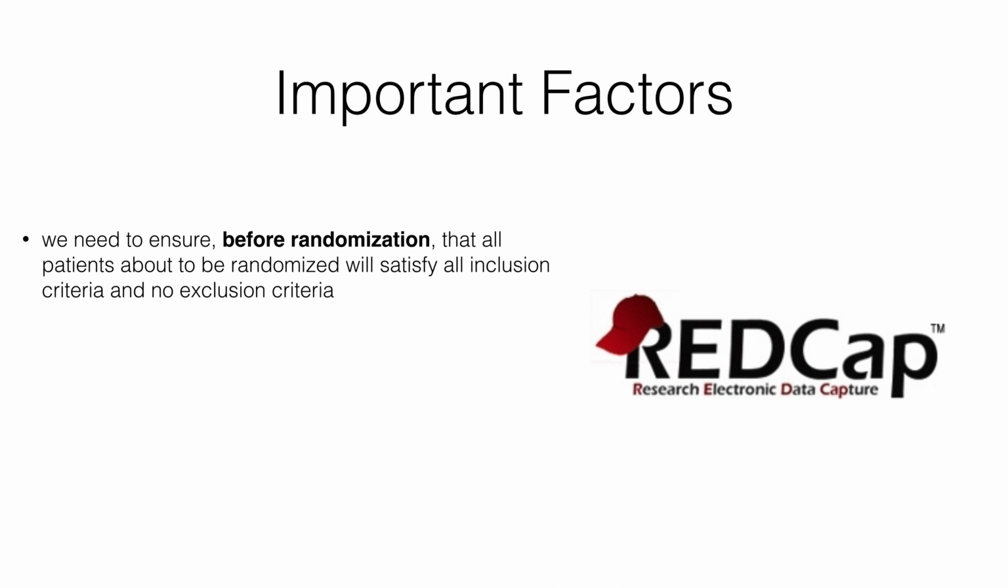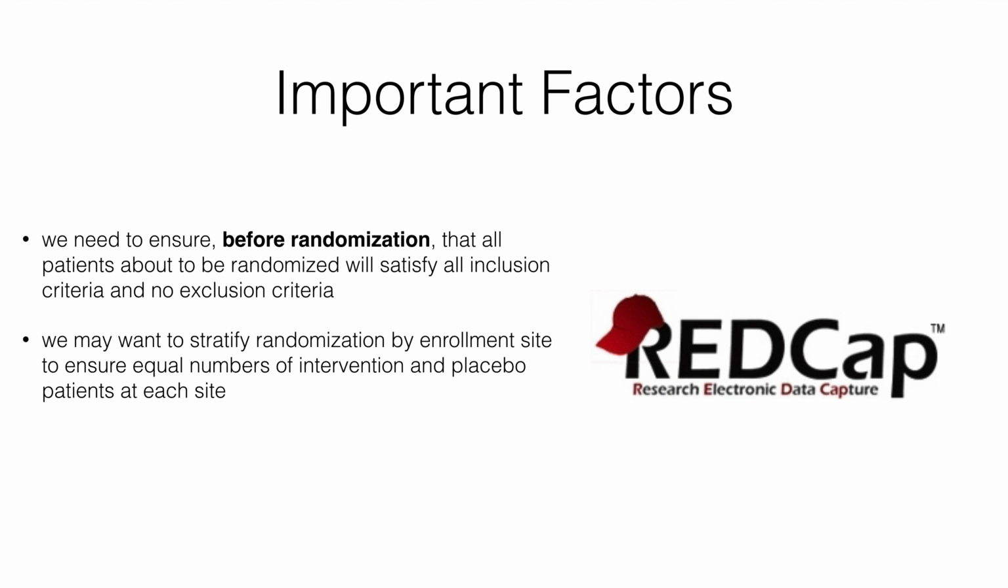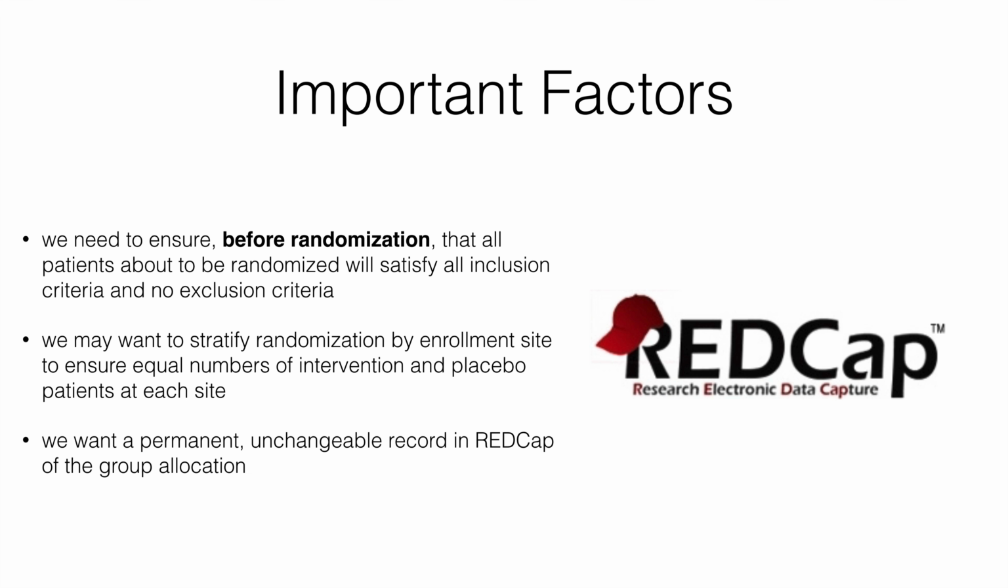There are several important factors. We need to ensure before randomization that all the patients about to be randomized satisfy all of the inclusion criteria and none of the exclusion criteria. If we randomize subjects and then check their inclusion and exclusion criteria, this will result in several people being eliminated from data analysis, and this is not desirable. We may also want to stratify randomization by the enrollment site to ensure that we have equal numbers of intervention and placebo patients at each site. And we ideally would like a permanent, unchangeable record in REDCap of the group allocation.